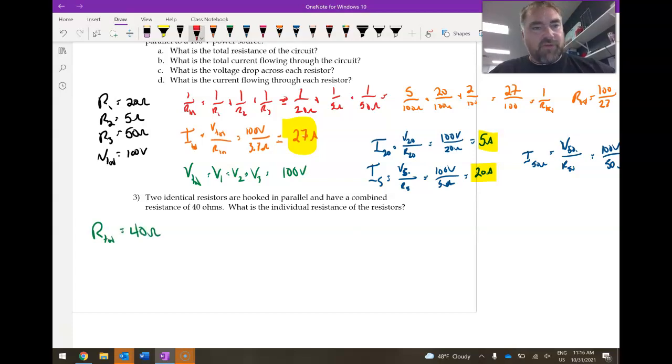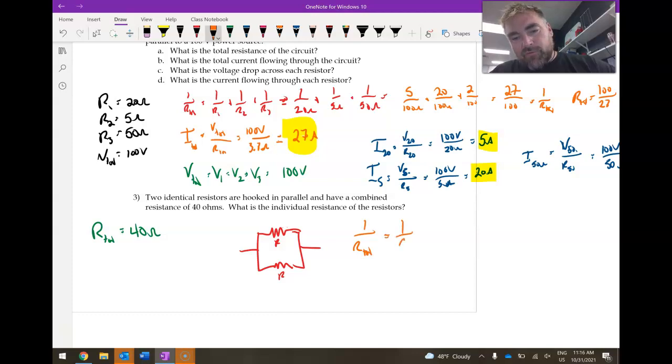And I'm going to draw a picture of this, that it comes up and it splits, and we have one resistor and another resistor. And then they come back together. So I know they're in parallel. So R1 and R2 are there. But because they're identical, instead of R1 and R2, I'm just going to call it R and R. So I know that since they're in parallel, 1 over R total is equal to 1 over R1 plus 1 over R2, or in this case, 1 over R plus 1 over R.